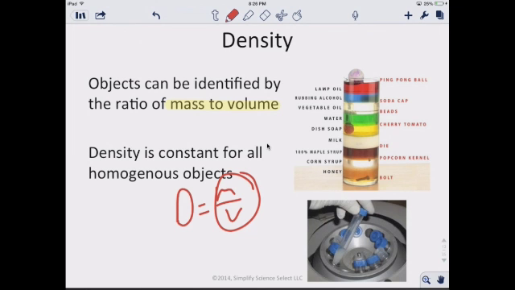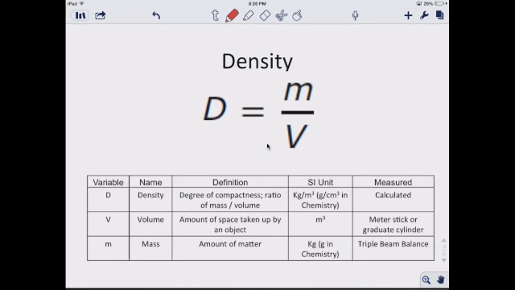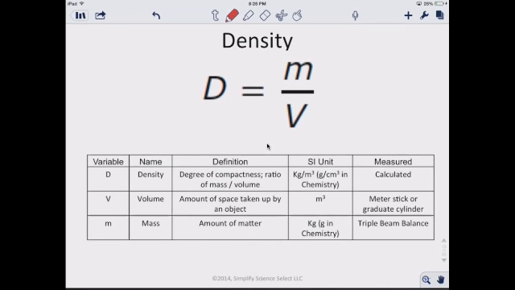Density is constant for all homogeneous mixtures. So it's constant for anything that's basically the same throughout, and you can look at these things that they're not really changing throughout. Okay, now the equation that we have here, let's define and look at each variable. D, that's going to be our density. It's the degree of compactness.